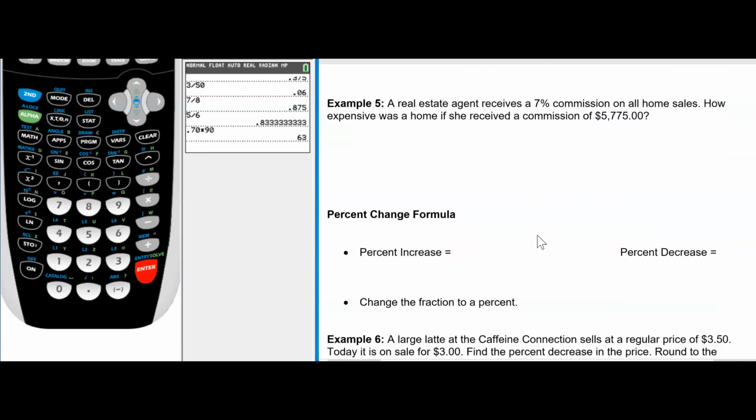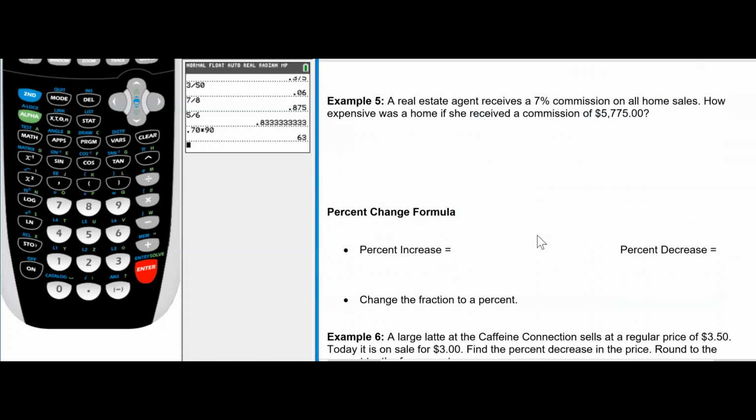Okay, so let's jump into example 5. Example 5 says a real estate agent receives 7% commission on all home sales. How expensive was the home if she received a commission of $5,775? Okay, so she is receiving 7% commission on all home sales, which we don't really know what that is. So I'm just going to write all home sales. And that's equal to a commission of $5,775. Okay. This is like your part, and this is like your whole.